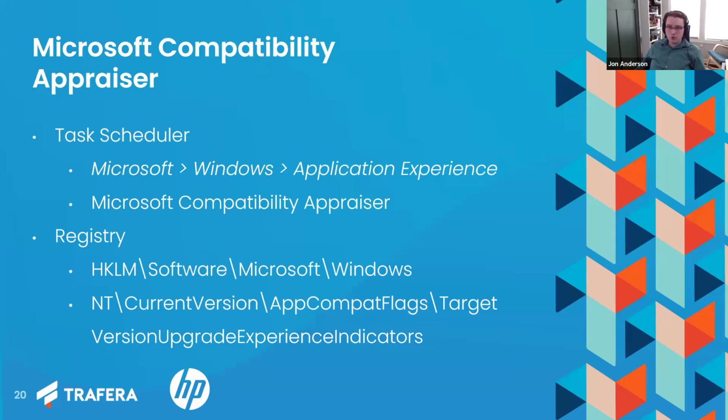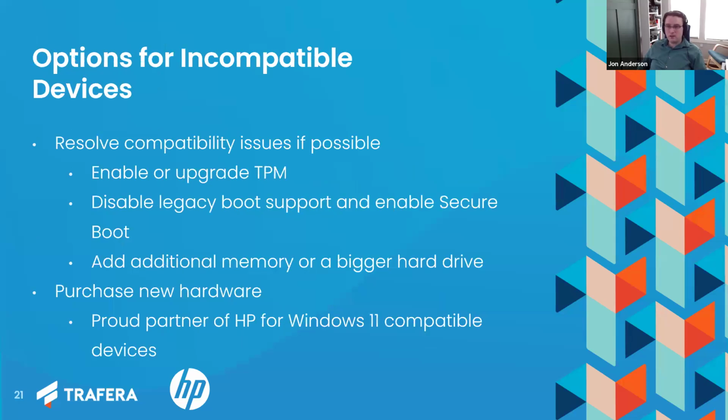So now that we've been able to report on the compatibility of our devices, the next thing is, what are our options for dealing with the devices that are incompatible? So obviously the first thing we want to do is, if we can resolve the compatibility issues, resolve them. So for things like the TPM or UEFI and Secure Boot, often those are just switches that can be made in the BIOS or firmware of the device.